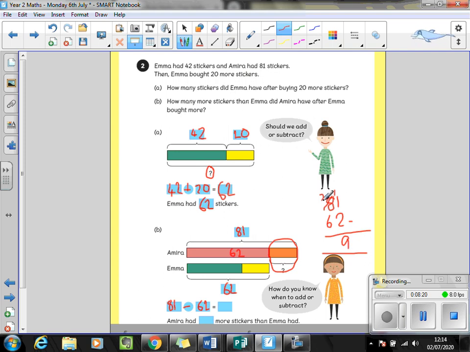We can then move to the tens column where we have now not 80, but we've got 70. 70 take away 60 leaves us with 10. But of course we only put the 1 underneath that column. We don't write a 1 and a 0, otherwise that's 109, because a 0 is representing the number that's in the ones column, and of course we've already got 9 there. So the answer would be 19. Okay, so we can say Amira has 19 more stickers than Emma had.